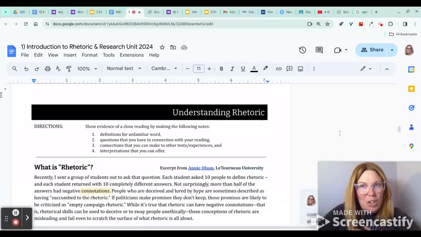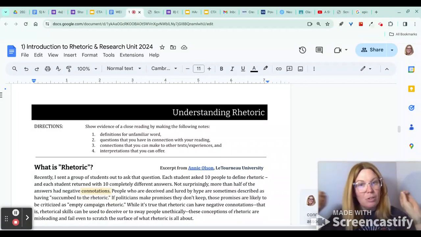Hey guys, let's talk a little bit more about rhetoric. So for this exercise, you are going to need your Unit 5 packet. In your Unit 5 packet on page 3, you are going to find this article that's titled, What is Rhetoric? There's a banner at the top that says Understanding Rhetoric.